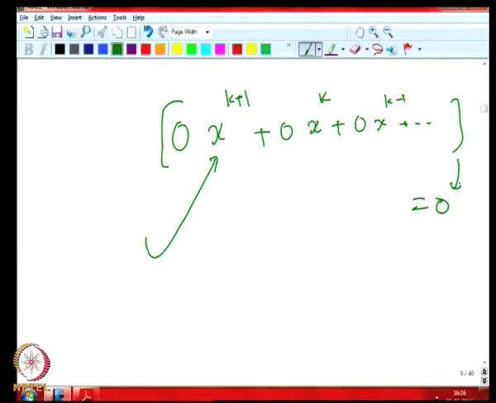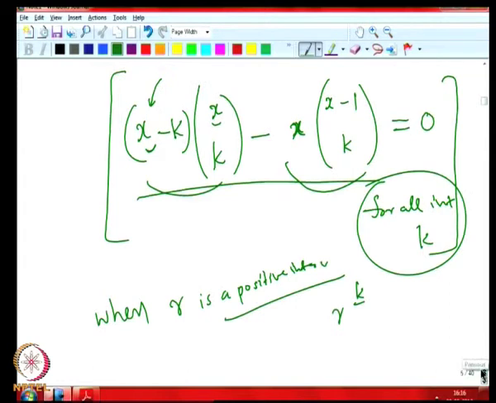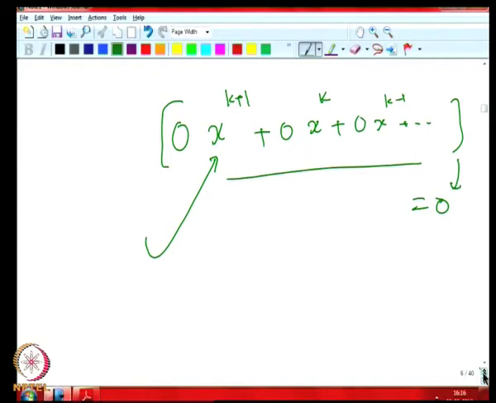So this is the only way you can get an infinite number of roots for a polynomial, right? Otherwise, if it is not identically 0 like this, then definitely it has only a maximum of k plus 1 roots. And here we have seen more than k plus 1 roots. So that means we can infer that it is identically 0.